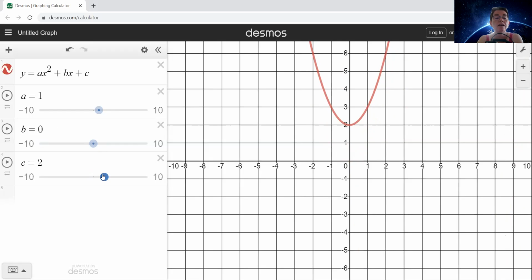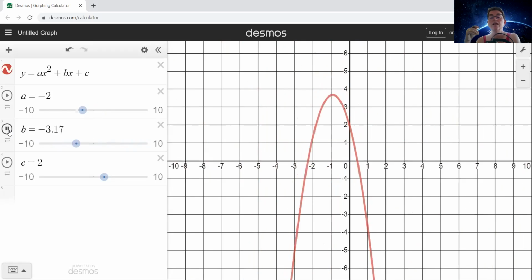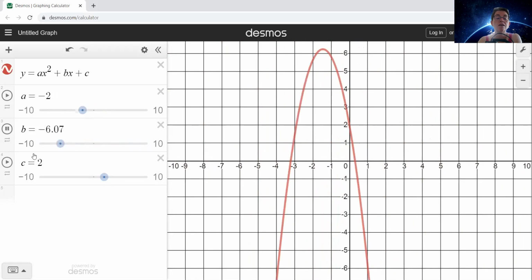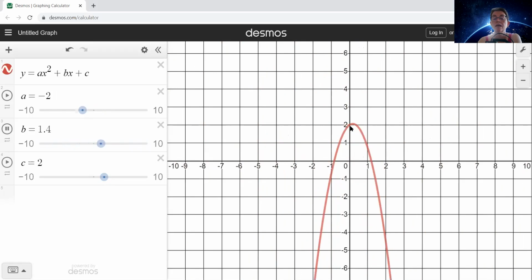All right, so if we put c at 2, and I'm going to run b. You see what I mean? It's actually the y-intercept. That point remains constant, whereas all the other points on the graph move. And if we make a negative, go negative 2. Like that. It does exactly the same thing, whether it's opening up or opening down. Whatever that value is of c, which is my y-intercept, that remains constant. I think that's pretty cool.